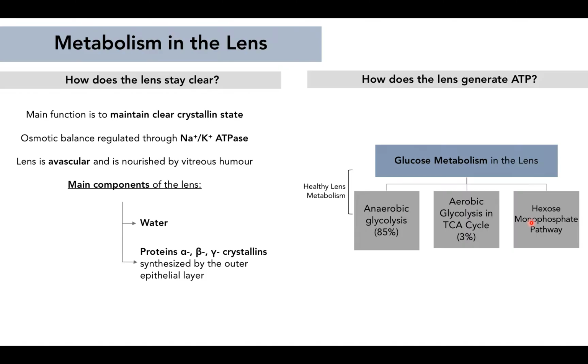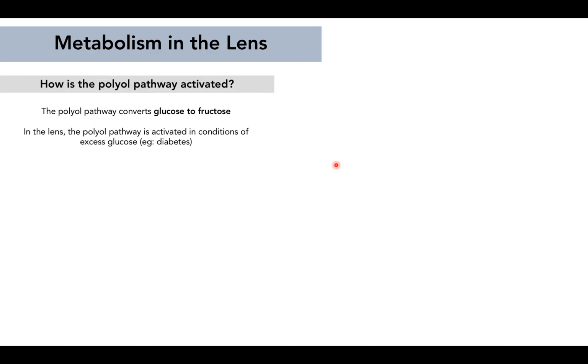However, what you need to really know is that glucose metabolism in the lens can also activate what we know is the polyol pathway, which is a pathway that occurs when there is an excess glucose state, meaning there's too much glucose in the lens. And this is the basis of some diseases such as cataract.